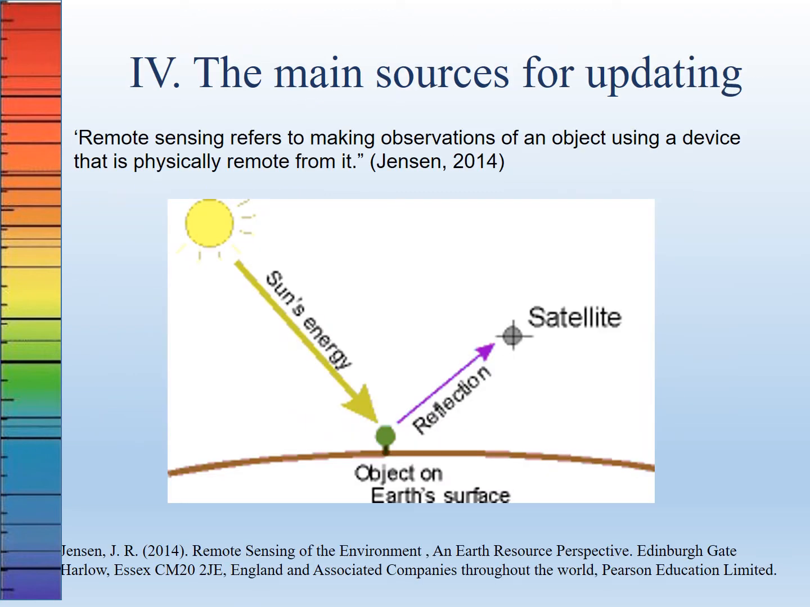The main sources for updating of topographic maps are the remote sensing data nowadays. Remote sensing refers to making observations of the object using a device that is physically remote from it. This technology is based on the spectral reflectance theory, in which the sunlight touches the ground surface and the features on it reflect those incident radiance coming from the sun differently. Those reflected values are recorded by sensors to make a multispectral imagery.